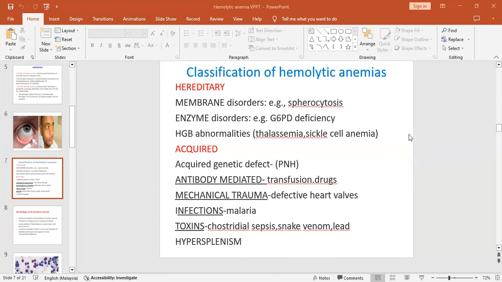Coming to the classification of hemolytic anemias, hemolytic anemias can be classified as hereditary and acquired. Hereditary is further subdivided into membrane disorders, enzyme disorders, and hemoglobin abnormalities. Example of membrane disorder is spherocytosis. Enzyme disorder is G6PD deficiency, and hemoglobin abnormalities are thalassemia and sickle cell anemia.